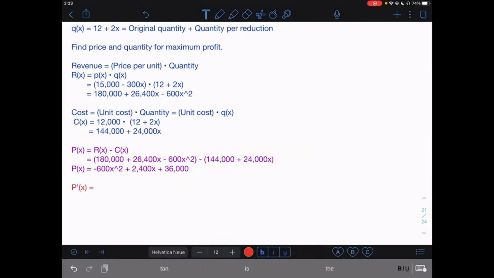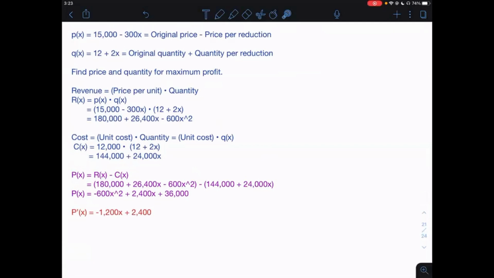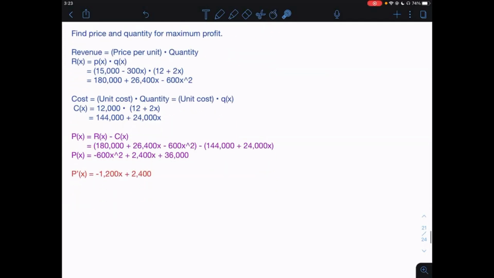All right, so let's see, what will be the derivative here? There is negative 600x squared. It's going to be negative 1200x plus 2400, right? The derivative of negative 600x squared is just negative 1200x. The derivative of 2400x is just 2400.